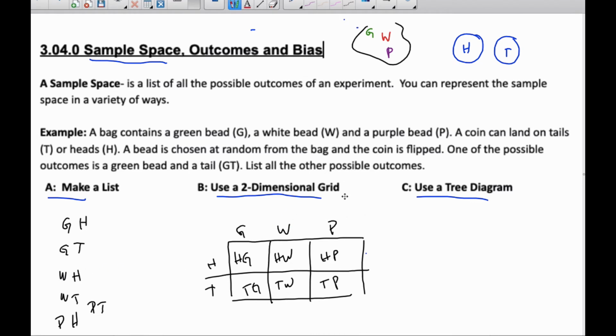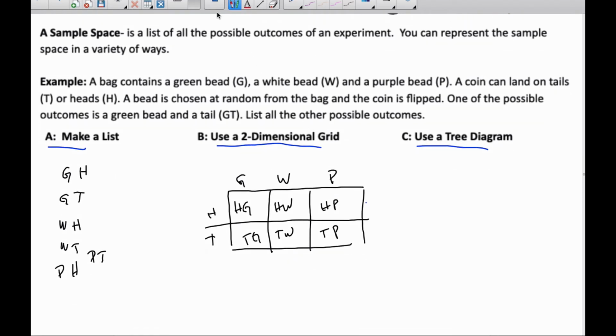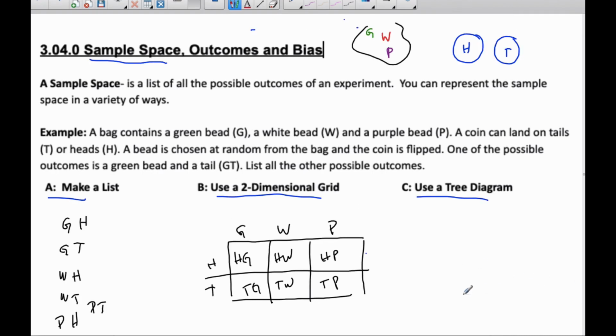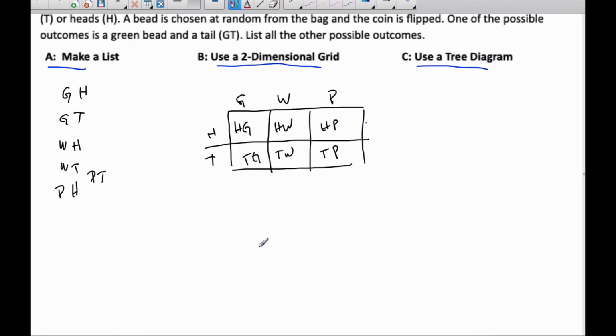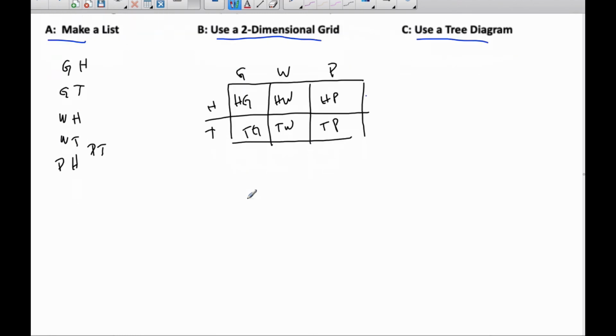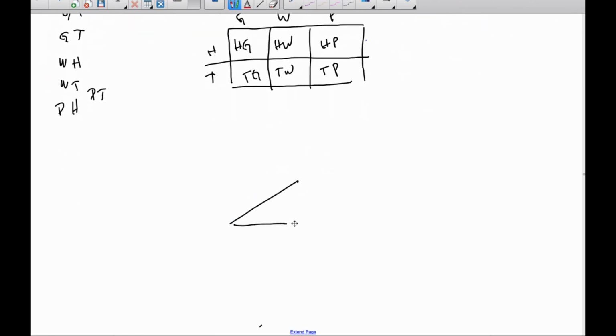And then the final scenario is a tree diagram. When you start off with the first scenario, let's say from this problem, I first am going to take a bead. So that means I have three possible outcomes for my bead. I could have a green, a white, or a purple. So here is the first event. And then from this first event, I can do my second event, which is, if I have green first, then when I flip the coin, I can have a head or a tail.